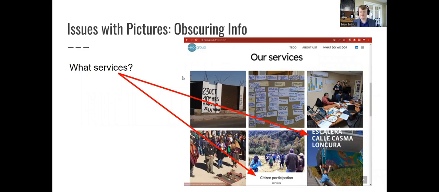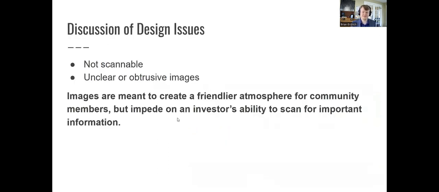The images, as I was saying, they obscure information, right? Here, the cursor is actually hovering over citizen participation. However, there are words over here, so we get confused on what to look at. One individual even said that these looked like blog posts more than services.